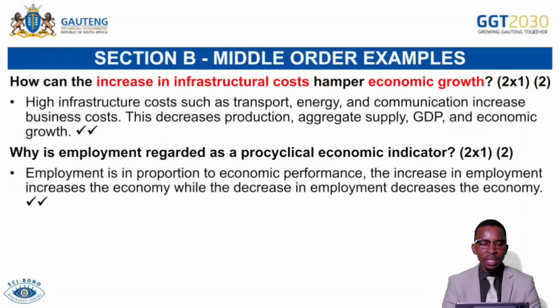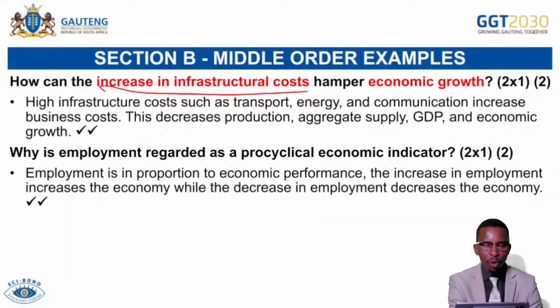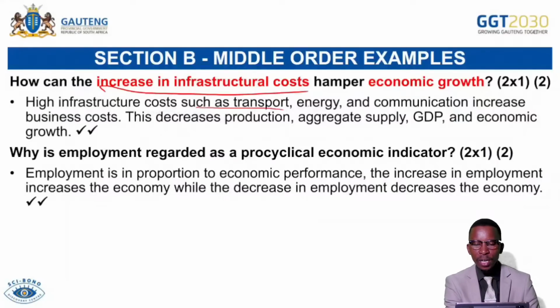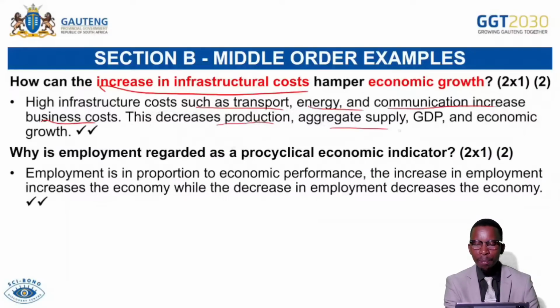And then how can the increase in the cost of infrastructure hamper economic growth? We know that if the cost of infrastructure increases, that can be detrimental to the businesses. High infrastructure costs, such as transport, energy, and communication, increase the business cost. This decreases production, aggregate supply, GDP, and economic growth as a whole.